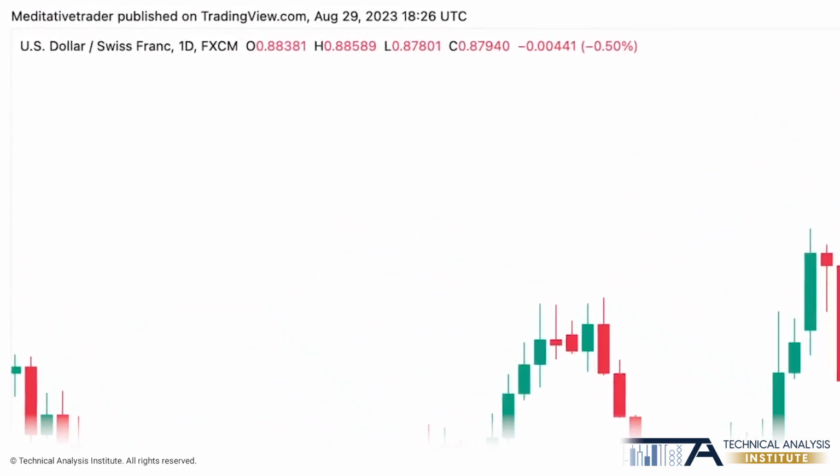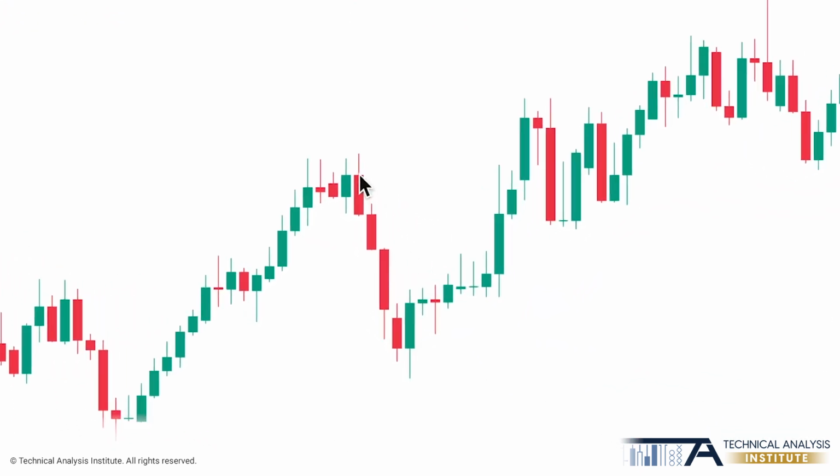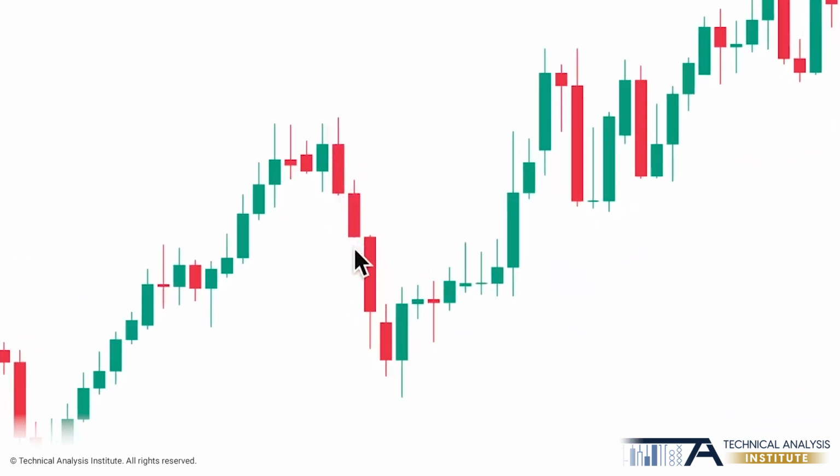Here is a chart of the Swiss franc. You can see right here in the middle, prices were falling down and ended with this red candle. That was followed by a green candle that opened at the closing of the previous red candle and closed above the entire range of the candle.